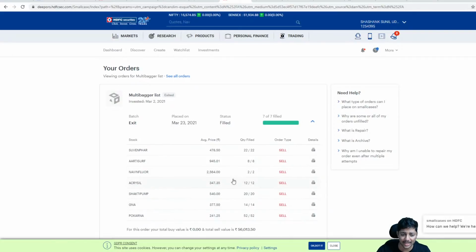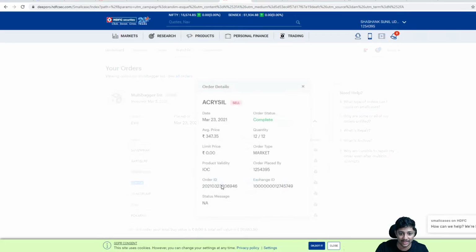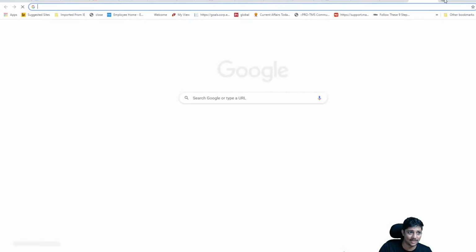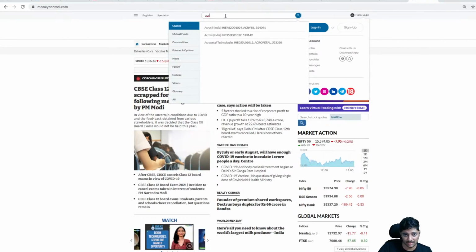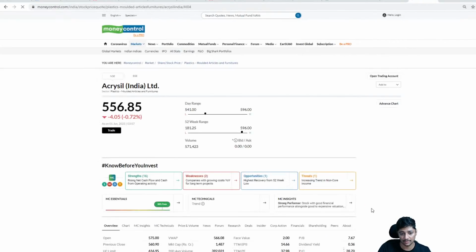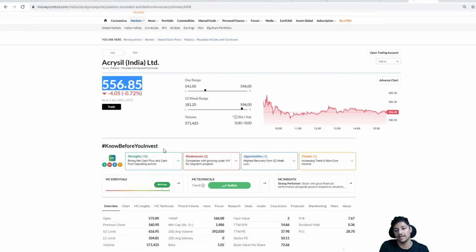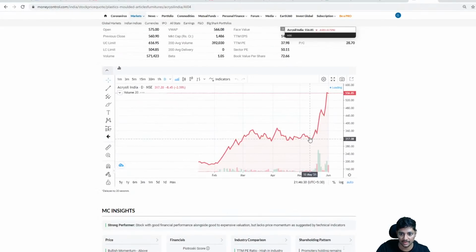The reason I had to remove this is because I went and bought it in my other account, since there were a few things I wanted to buy which I couldn't buy here. If you look at Acrysil, why I called it a multi-bagger, this was on March 2nd. Acrysil was bought at 347. Do you know what Acrysil is trading at right now? In 2 months, 556 from 337, right? This is how it has gone up.